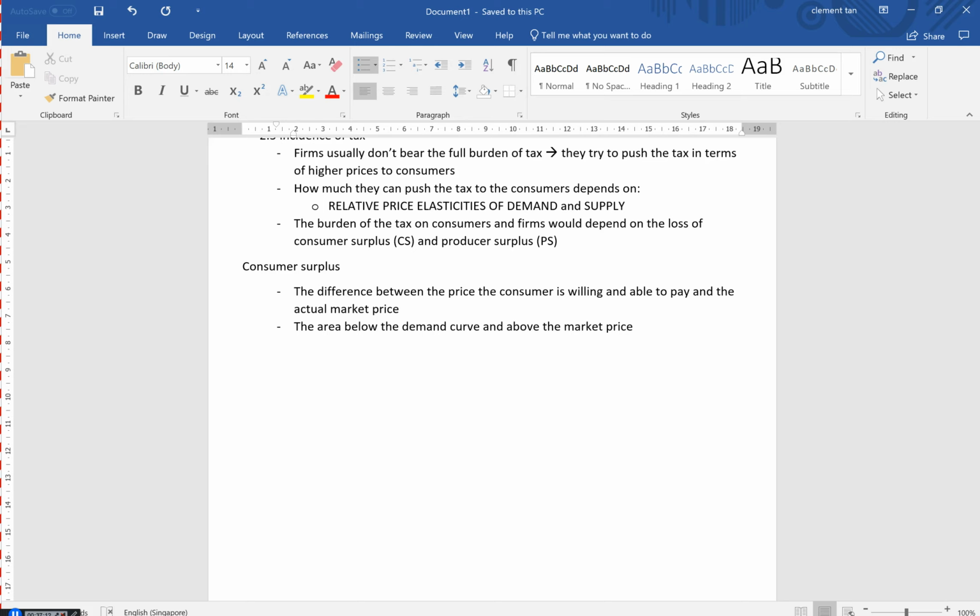It's the difference between the price the consumer is willing and able to pay and the actual price that he paid. So if he's willing to pay $10 but he only paid $5, what's the consumer surplus? $5. If he's willing and able to pay $10 but the market only charges him $5, the consumer surplus is $5.